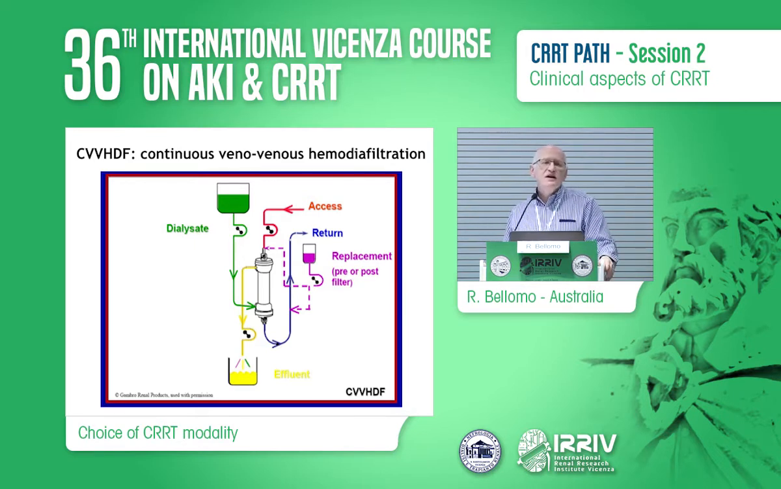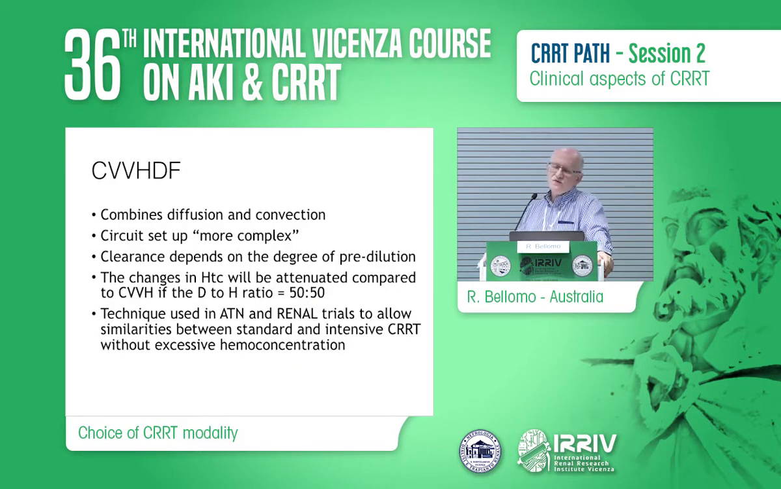So if you're a compromising kind of soul, you might look at the CVVH, the pre-dilution and the post-dilution, and the CVVHD, and say, look, I'm going to sit in the middle. I'm going to combine convection and diffusion, and I'm going to do continuous veno-venous hemodiafiltration. This system is a combination of convective clearance, which can be regulated, it can be 50%, 30%, as you might wish, with dialysate flow. You've got all the choices. So it combines diffusion and convection.